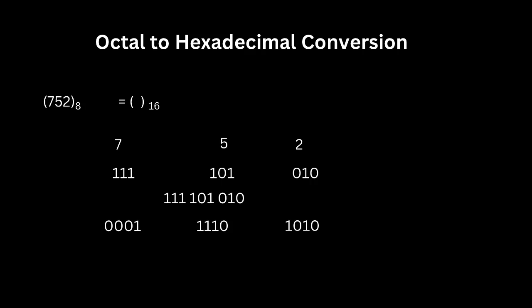Now convert each 4-bit group into a hexadecimal digit. 0001 is 1, 1110 is E and 1010 is A. So the hexadecimal number we get is 1EA. Therefore, 752 in octal is equal to 1EA in hexadecimal.